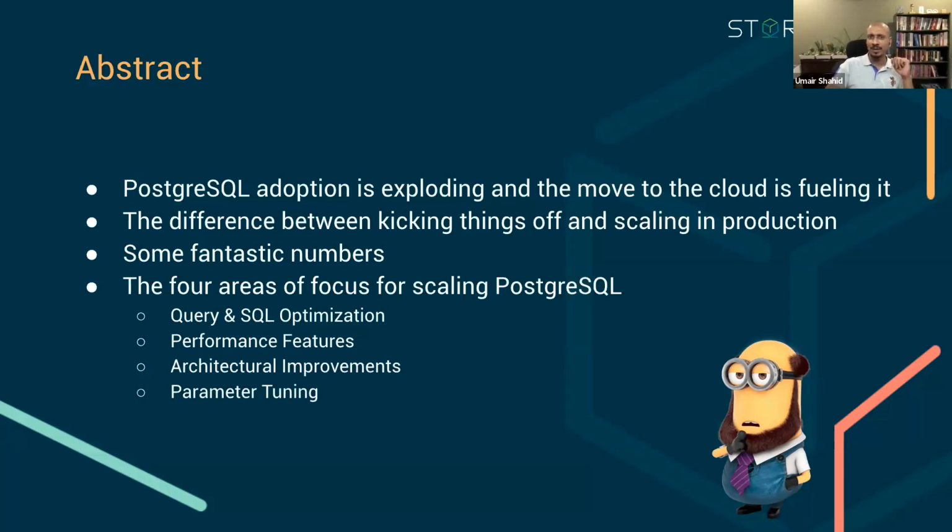We ran some benchmarks. I've actually been working with our engineering team, and we've been running benchmarks for the past week, and there are some astounding numbers that have come up, the kind of savings that you can make when running Postgres on the cloud, and I'll be sharing some of those numbers. And then we're going to focus on 4 key areas that you can work on to optimize Postgres, and those 4 areas are query and SQL optimization, leveraging performance features that are available in Postgres, architectural improvements that you can make, and parameter tuning.